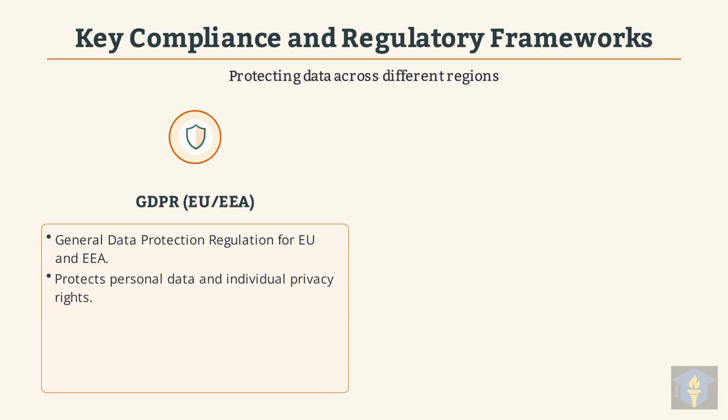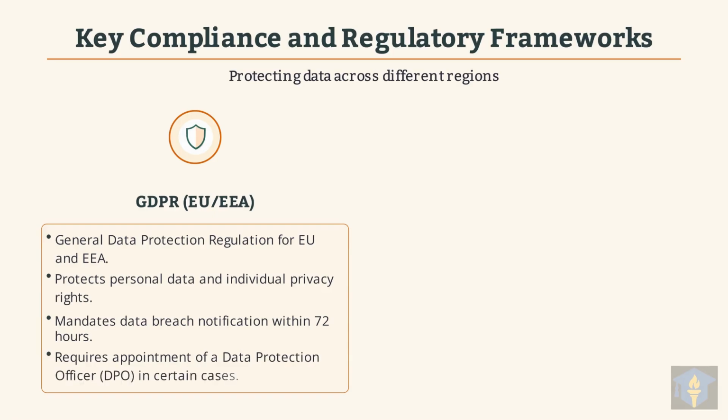It primarily protects personal data and upholds individual privacy rights for citizens. GDPR mandates that data breaches must be reported within a strict 72-hour time frame. It also requires appointing a data protection officer, or DPO, in specific organizational cases.